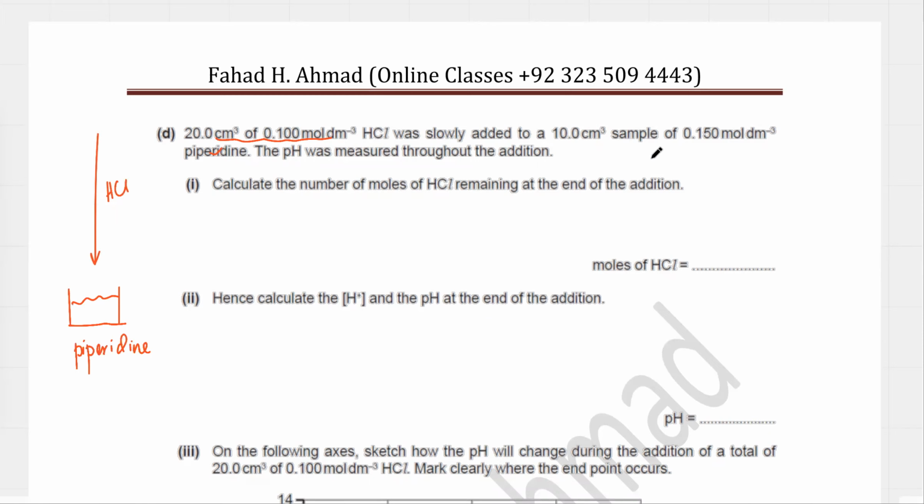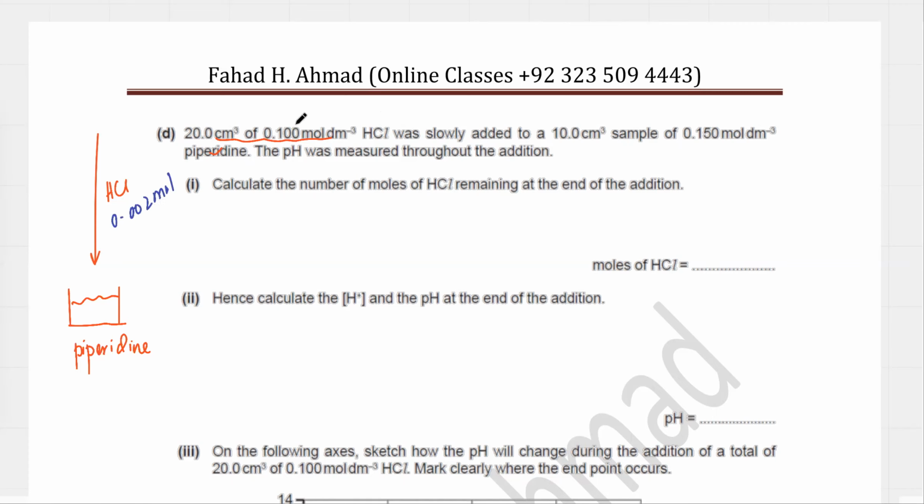Now, piperidine is 10 cm³ of 0.15 mole per dm³. So there's an acid-base reaction happening. Can anyone tell me the moles of HCl? How much HCl are we adding? That's the first part, moles of HCl. 20 into 0.1 divided by 1000. What do you get? 0.002. So you're getting 0.002 moles.